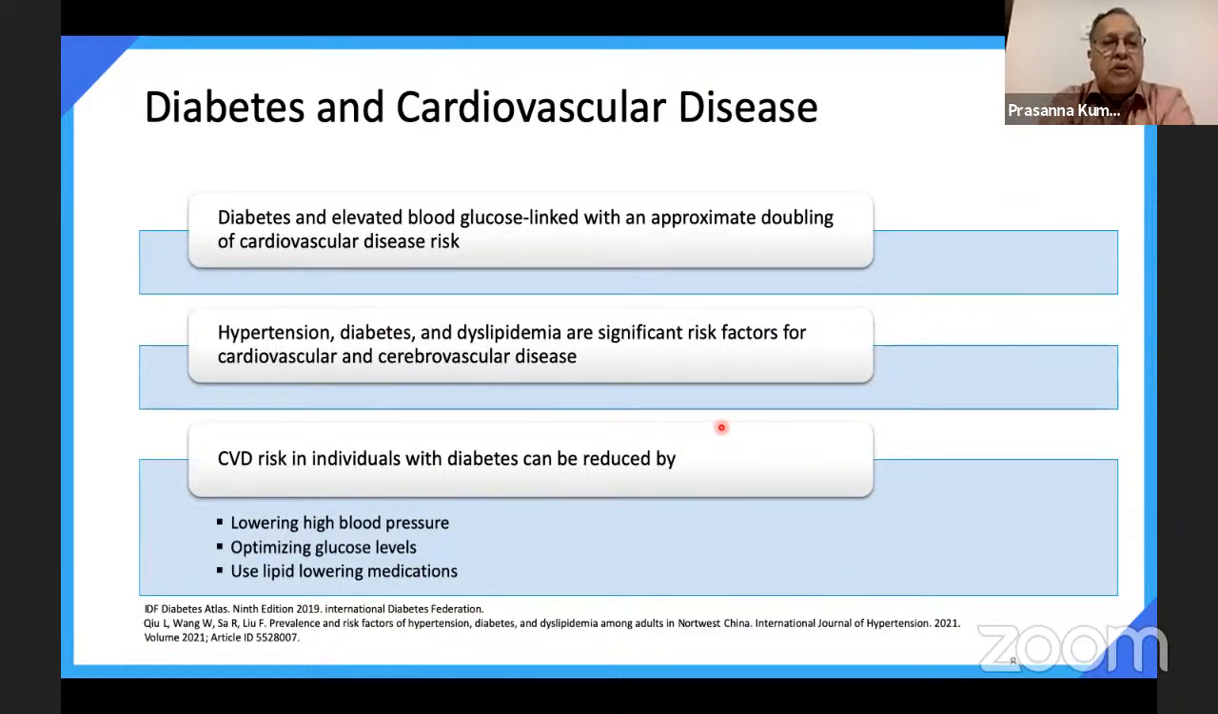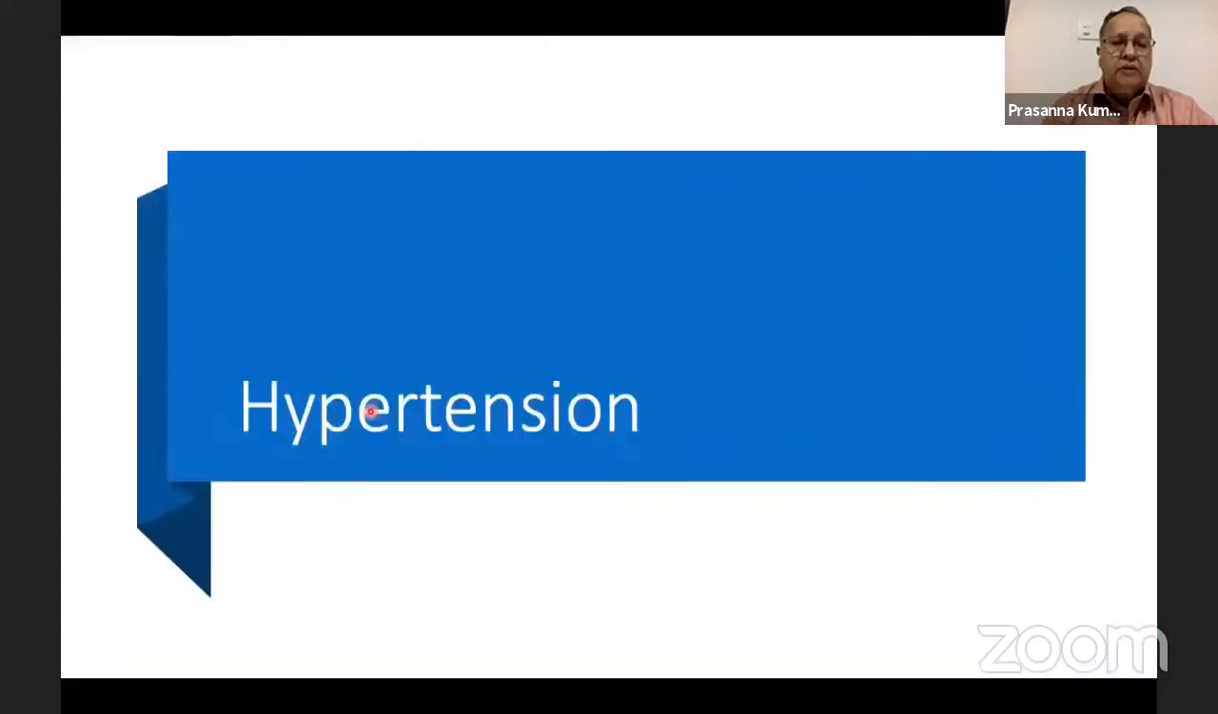So what is the relation between diabetes and cardiovascular disease? Diabetes and elevated glucose are linked with approximately double the cardiovascular disease. Hypertension, diabetes, and dyslipidemia are significant risk factors for cardiovascular and cerebrovascular disease. Cardiovascular disease risk in individuals with diabetes can be reduced by lowering blood pressure, optimizing glucose level, and using lipid-lowering medication. That is why in this module, we are going to discuss how to manage hypertension and dyslipidemia, because in the past 5 modules, you spoke enough about diabetes and how to manage it.